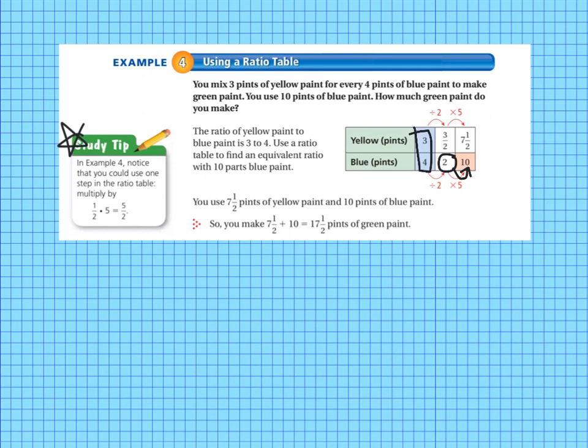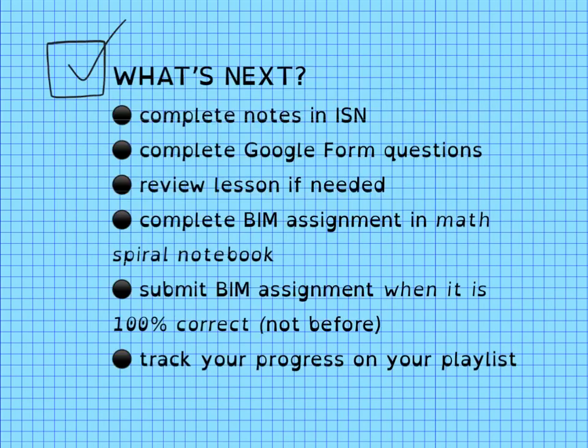So 3 divided by 2 is 3 halves, or 1.5, and then we multiply that by 5 and we get 7.5. So we would be using 7.5 pints of yellow paint and 10 pints of blue paint. And the question was, how much green paint do you make? So if we add the 10 plus the 7.5, we end up with 17.5 pints of green paint.